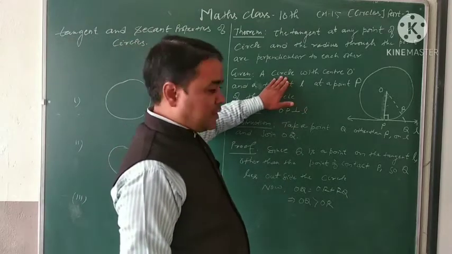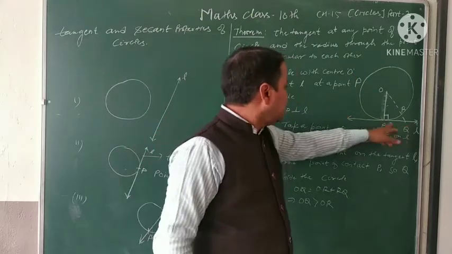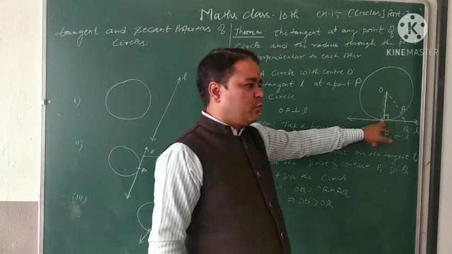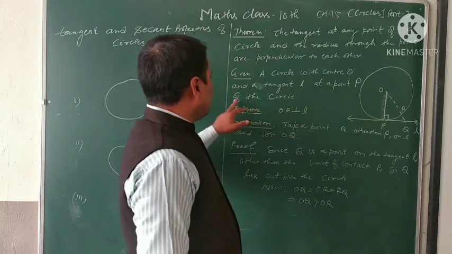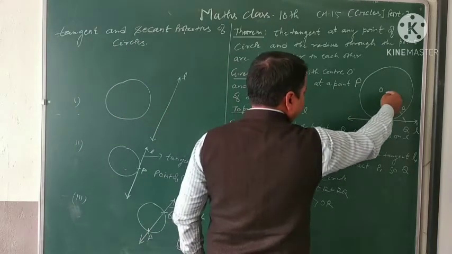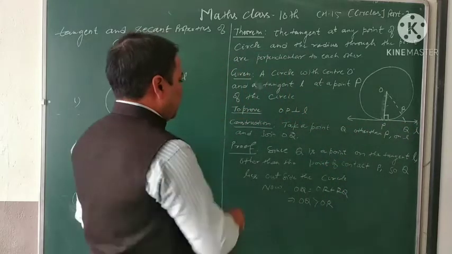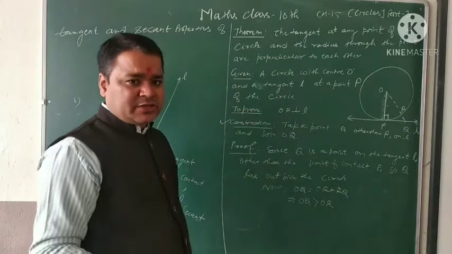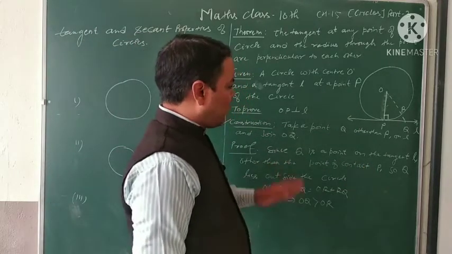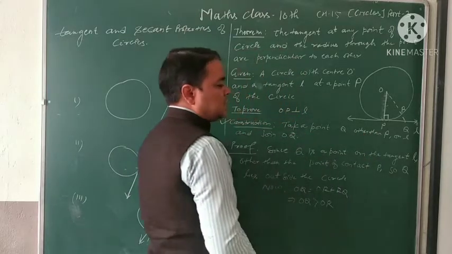We have a circle whose center is O and a tangent, line L, at a point P. This point is the point of contact of the circle, and we have to prove that this OP, meaning this radius, is perpendicular to this line. For this we make a construction so that we can prove it clearly. We take a point Q other than P.